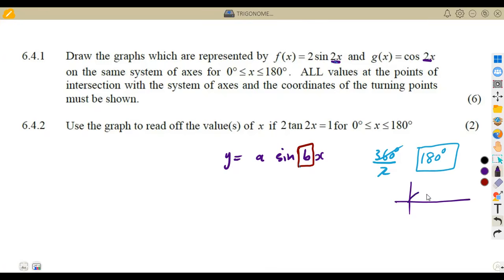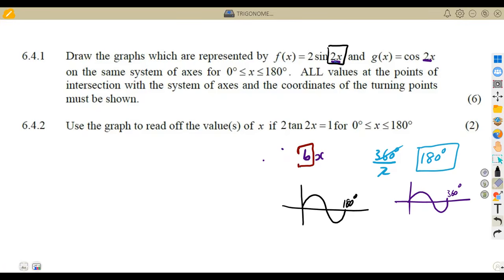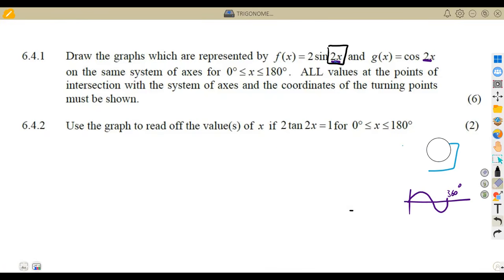Remember, our graph of sine x was completing at 360 degrees. If it is like this now, it is not going to complete at 360. The complete cycle is going to be at 180 instead of 360. That is how it affects the period of the graph. If it was supposed to be ending at a certain value, it is going to affect where it is ending.